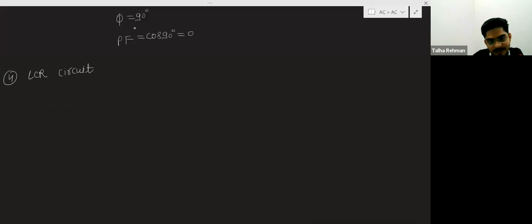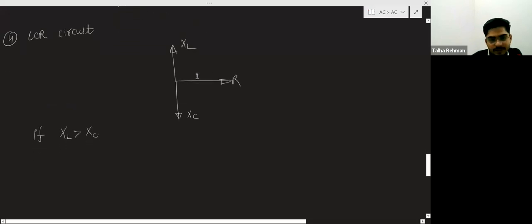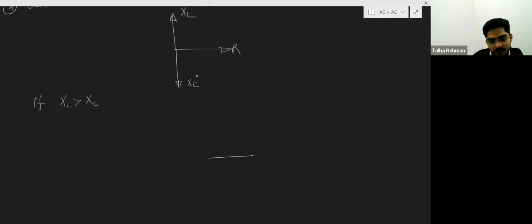Phasor diagram is like that. In this direction, resistance, here is your XL, here is your XC. Suppose XL is greater than XC, then this diagram changes to this diagram.